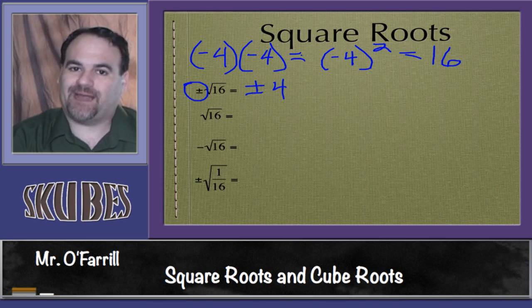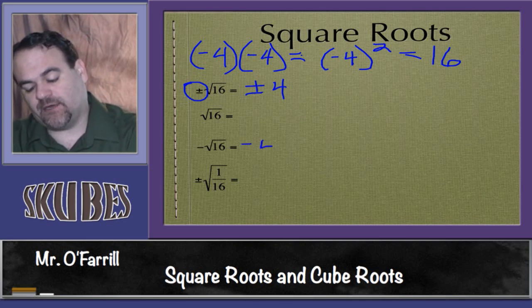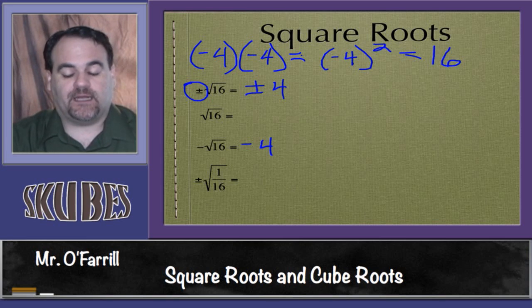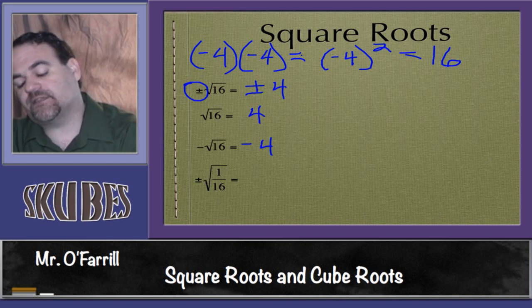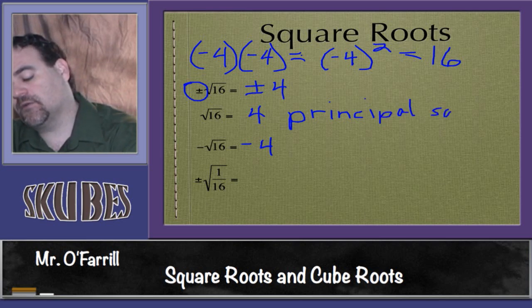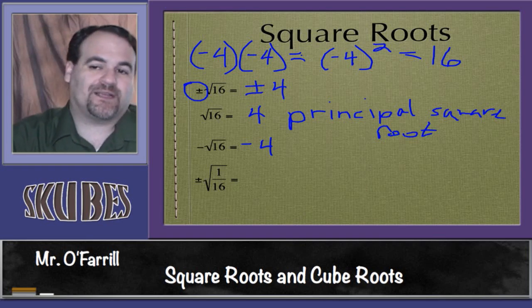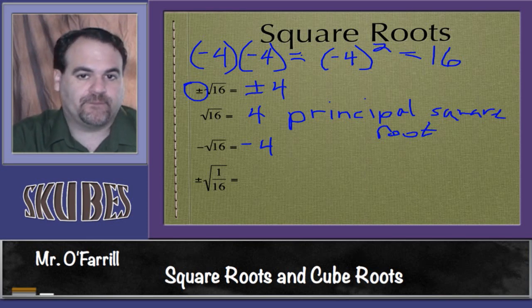But sometimes you're really asking for just one of them. So how do we do that? Well, if we put a negative in front, that means we're looking for the -1. And if I don't put anything in front, that means we're looking for the +1. And this is the one that is referred to as your principal square root. If you were to type the square root of 16 into a calculator, it's only going to give you one answer, and it gives you the +1, the principal square root.